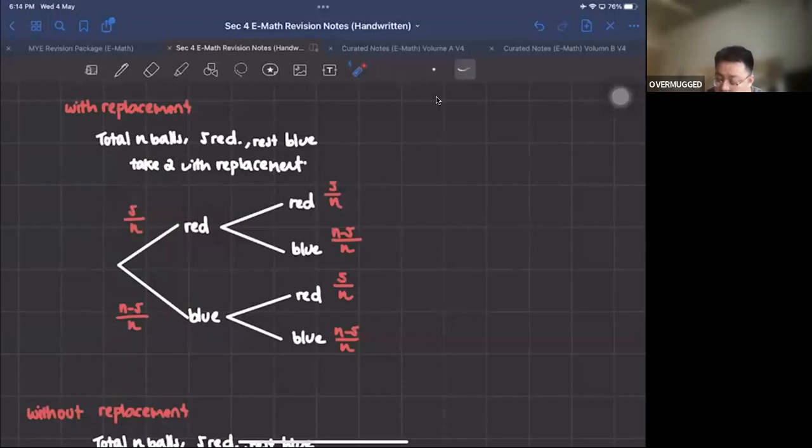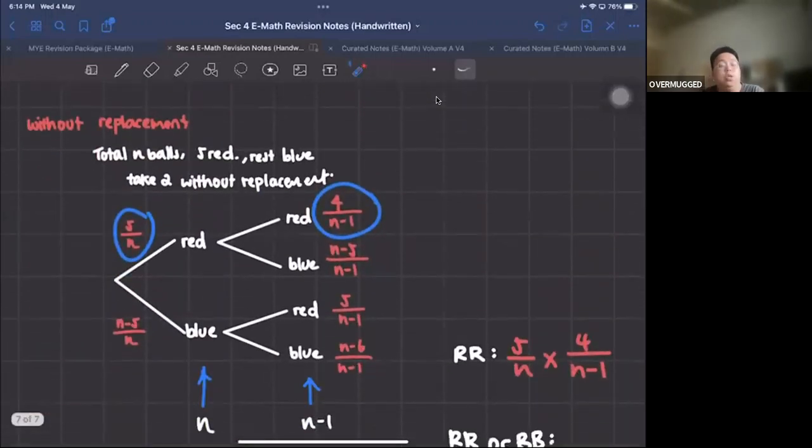And then you must also be careful when you're going down from branch to branch. This example here is for a with replacement branch. If you're replacing back inside the bag, the total number doesn't change, so the fractions here still stay the same. But if you're dealing with a without replacement question, then it's a different case already. For example, if I have a total of n balls and I take out 2 without replacement, it means I start off with n, and my next draw will be n minus 1. This is something that many people will forget, so please be very careful.